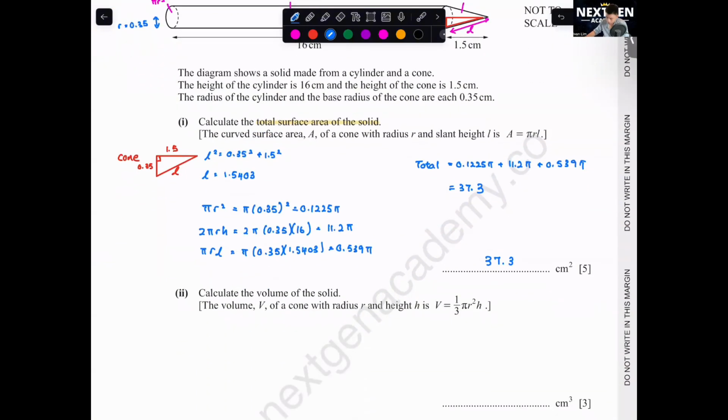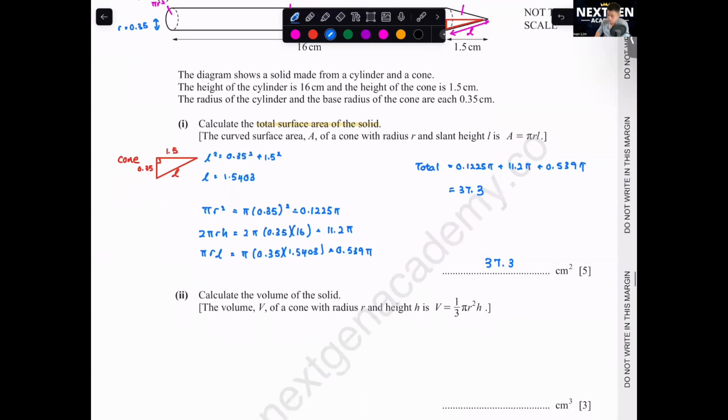Calculate the volume of the solid. V of a cone is 1/3 pi r square height. Okay, so you got two parts. The first part, the cylinder is pi r square height. You all need to memorize all of this. Pi 0.35 square times 16.